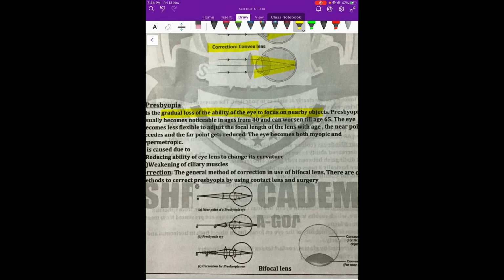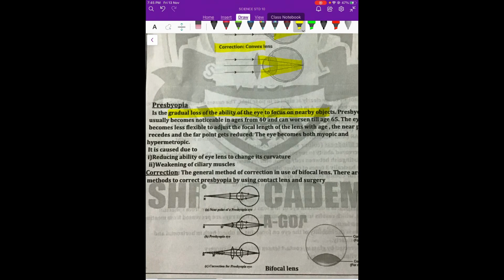But after the age of 40, the movement of the ciliary muscles, and hence the adjustment of the focal length, becomes difficult. Because of this, it becomes difficult for a person to focus on either nearby objects or far-off ones. So he or she has a problem in both cases. Now when such cases happen, these are called presbyopia or presbyopic eyes.